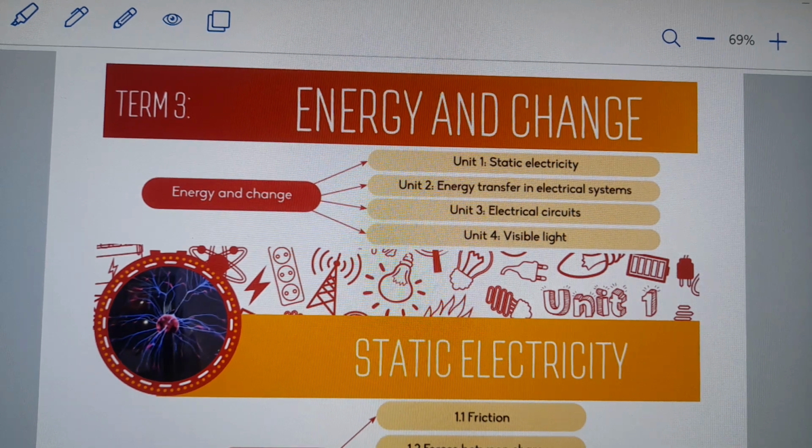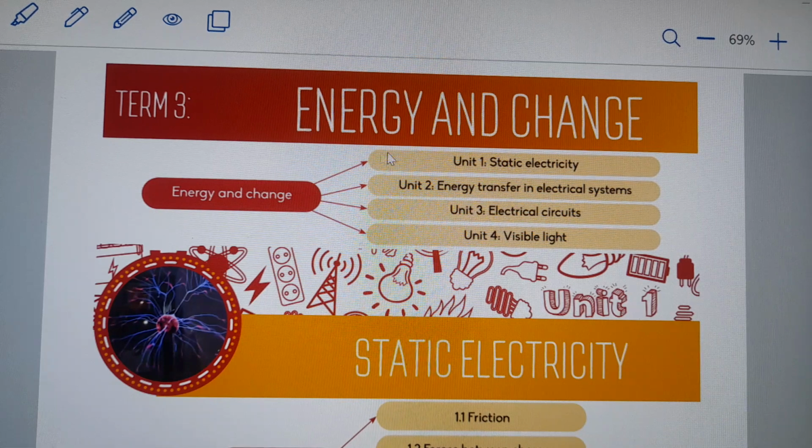Hello and welcome to Term 3 Natural Science. For this term, we are going to be focusing on energy and change.